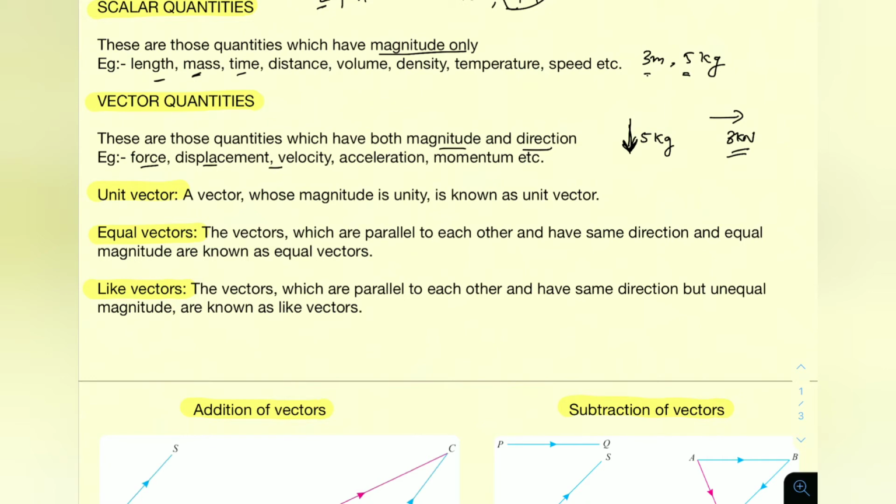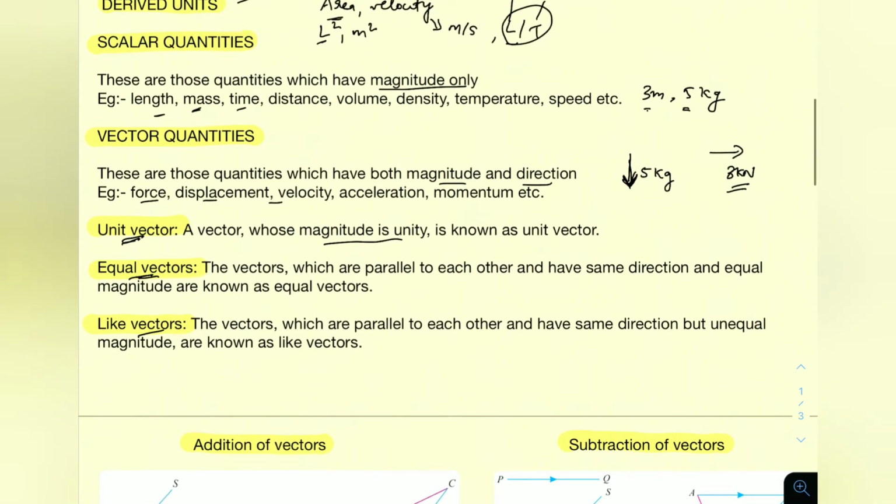A vector can be a unit vector, equal vector, like vector, etc. Unit vector means, as the name suggests, the magnitude will be unity. Equal vector means that the vectors will be equal. A vector will have a magnitude and direction. To some scale we draw the vector. Suppose this is a line drawn to represent the vector magnitude, and the direction is represented by an arrow.